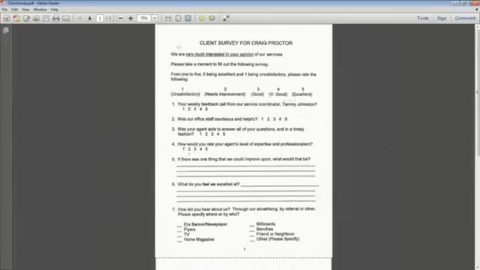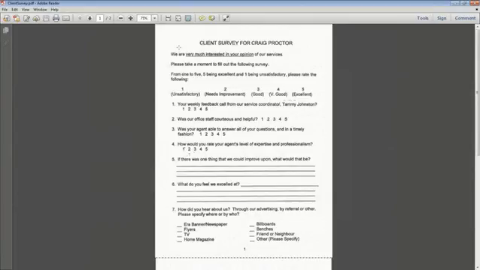From 1 to 5, 5 being excellent and 1 being unsatisfactory, please rate the following. Number 1, your weekly feedback call from our customer service coordinator, Tammy Johnson. How do you rate that between 1 and 5? 5 being excellent, 1 unsatisfactory. Question 2, was our office staff courteous and helpful? Question 3, was your agent, remember it's not me they're meeting, many times they're meeting my outside sales agent. If it's you, then you're going to put in your name. Was your agent able to answer all of your questions in a timely fashion? Question 4, how would you rate your agent's level of experience and professionalism?